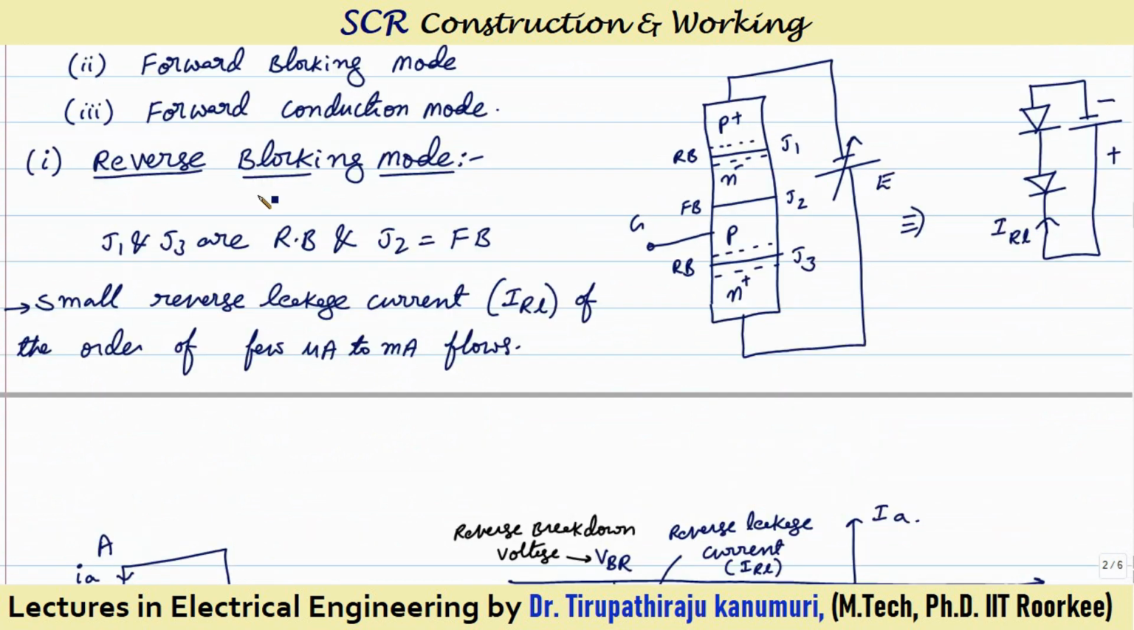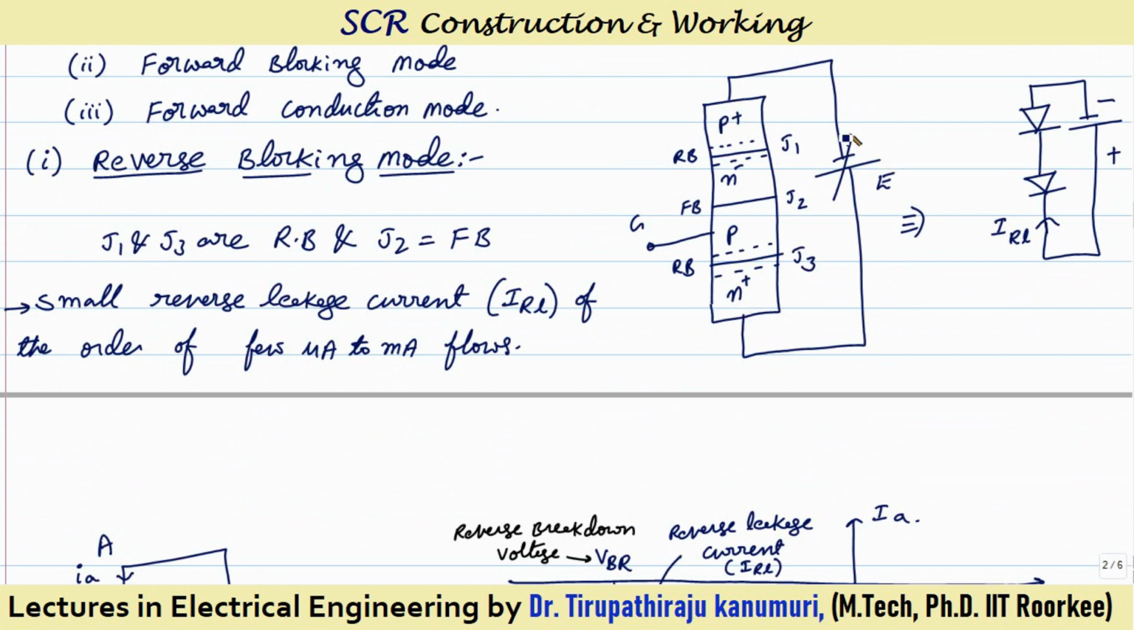So first let us start with the reverse blocking mode. In the reverse blocking mode, that means it is reverse biased. Reverse bias means, let us take the outer layers only to understand this. This P layer will be connected to the negative terminal. This N is connected to the positive terminal.